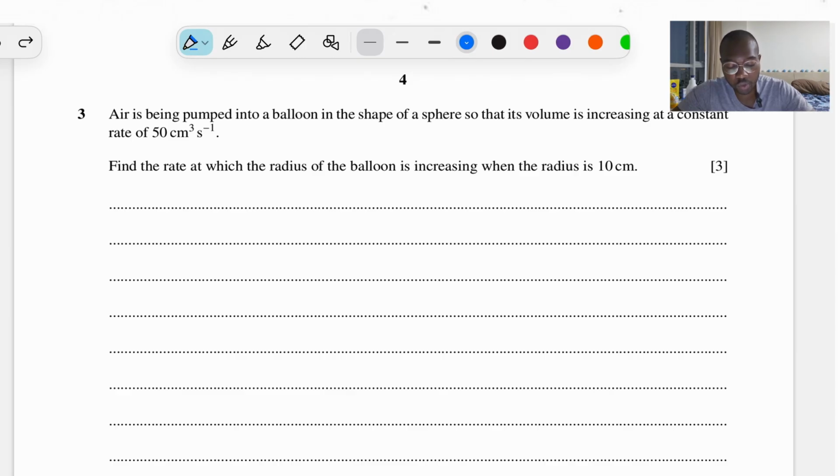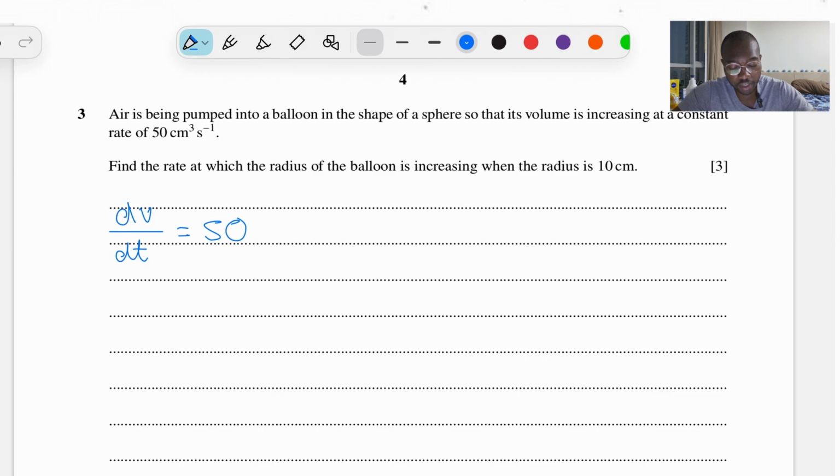Okay, so with this question, what do we know? Well, we're told that its volume is increasing at a constant rate of 50 centimeters cubed per second. So when this is at a constant rate, we know that we're dealing with a differential equation. So let's think of the differential equation. What would it be? Well, if it's volume and it's increasing at a constant rate, we know we're dealing with volume, so we have dV. And then if we look at the unit, it says 50 centimeters cubed per second. So therefore, we're dealing with time as well. So dV over dt is equal to 50.